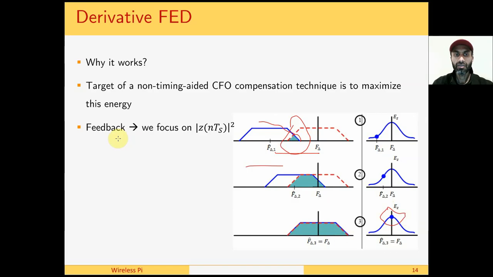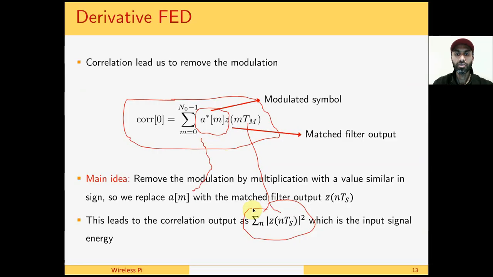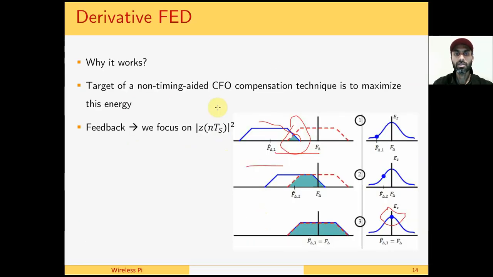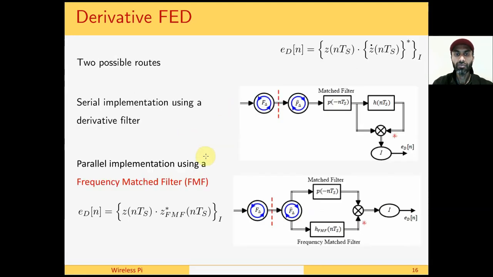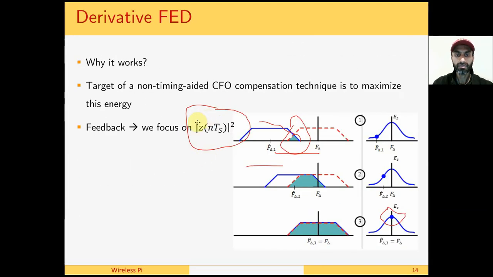This implies that in a feedback solution, we focus on the energy at that time instant, not on the summation part. We just use this as an expression. Now, to find the maximum of this energy curve, we equate the derivative to 0. The purpose of an FLL is also to drive an error signal to 0. So what we do is that we form an error signal by taking the derivative of this expression.